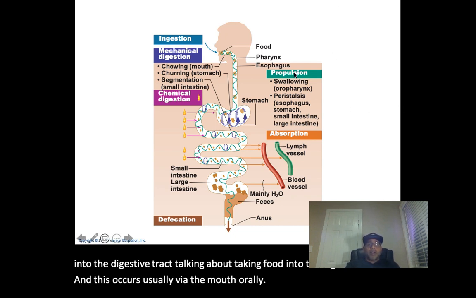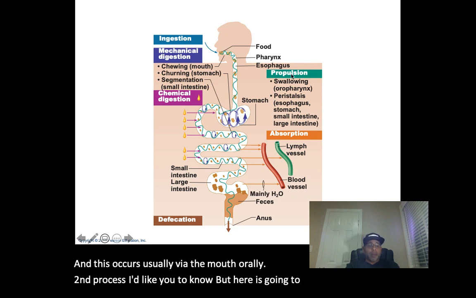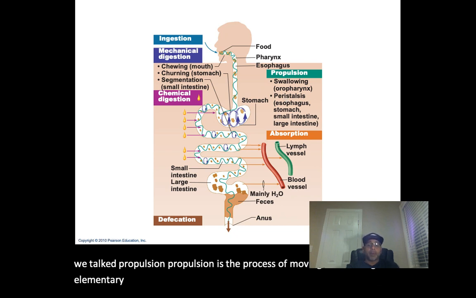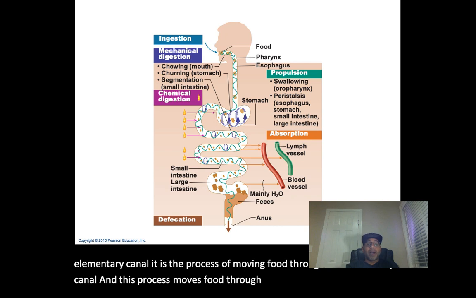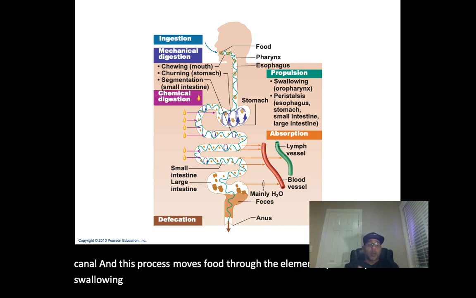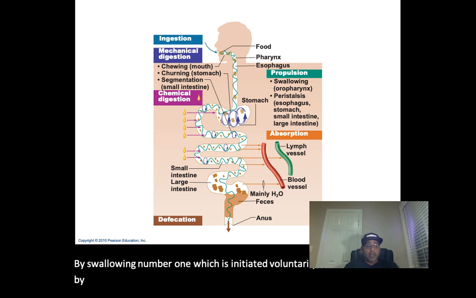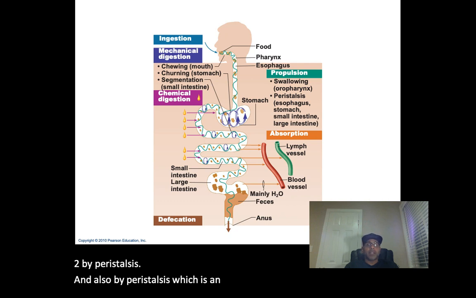The second process I'd like you to know about is propulsion. Propulsion is the process of moving food through the alimentary canal. This process moves food through the alimentary canal by swallowing, number one, which is initiated voluntarily, and number two, by peristalsis, which is an involuntary event.